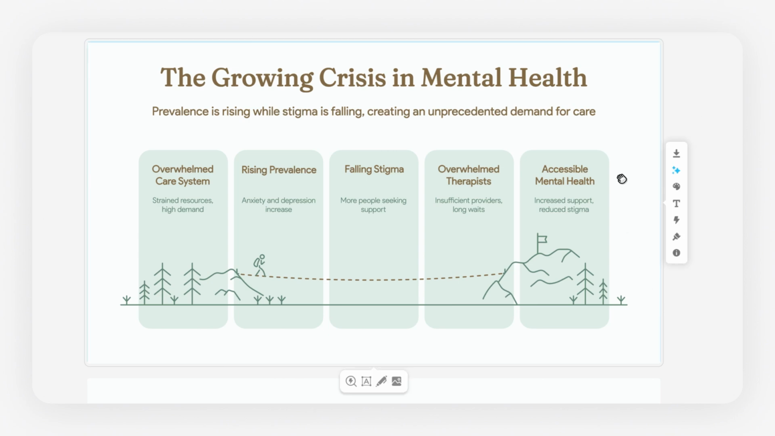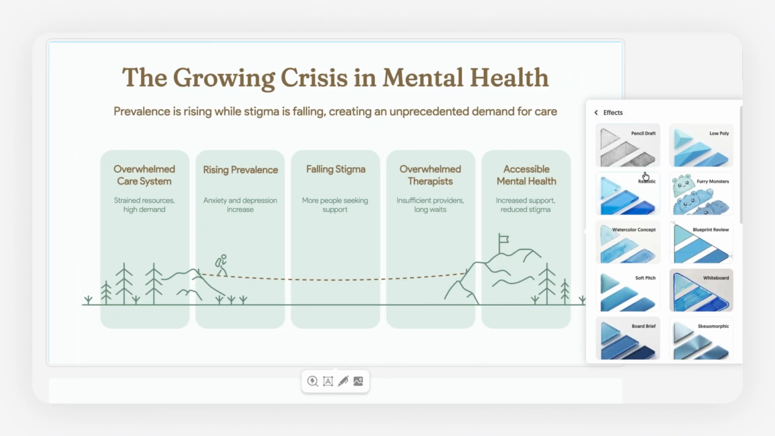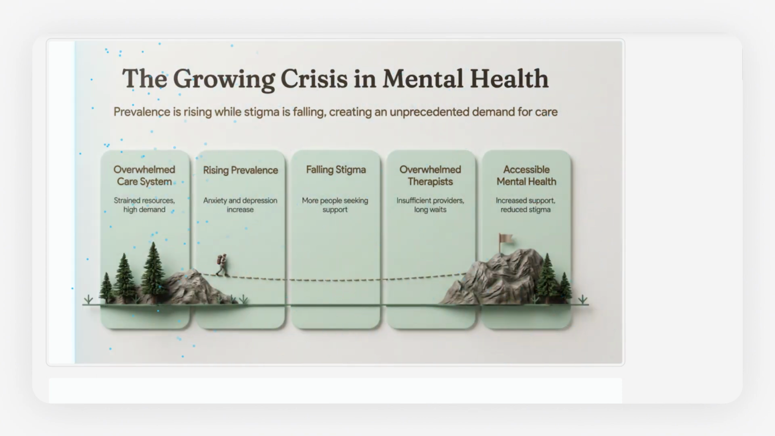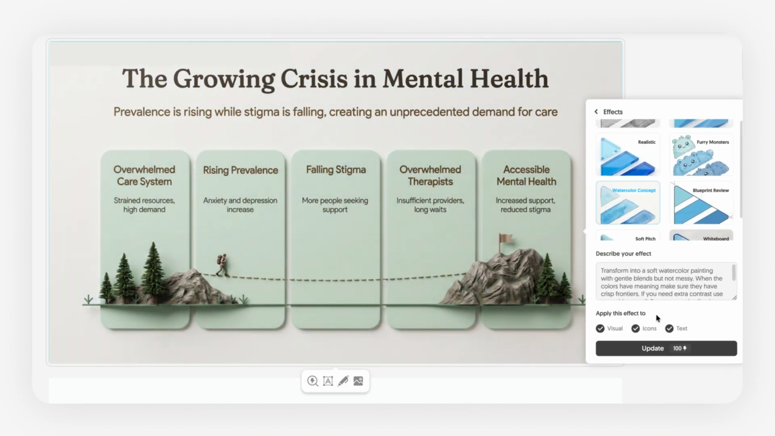Click anywhere on the slide and open the Effects panel, and you'll see a range of carefully crafted default effects. Click on any effect, then hit Apply to see how it looks. Explore a few until one clicks.